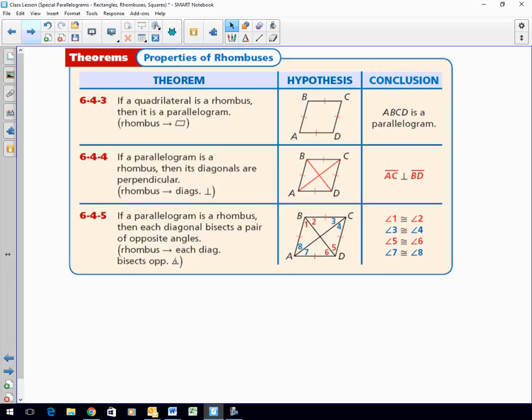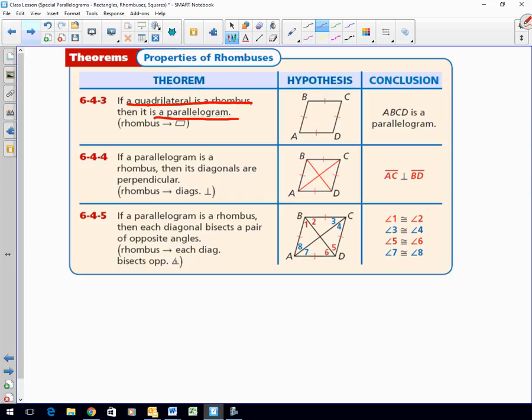First thing. If I'm talking about a rhombus, then I'm talking about a parallelogram. We'll say it again. The 5 properties of a parallelogram. The opposite sides are parallel. The opposite sides are congruent. The opposite angles are congruent. The consecutive angles are supplementary. And the diagonals bisect each other.